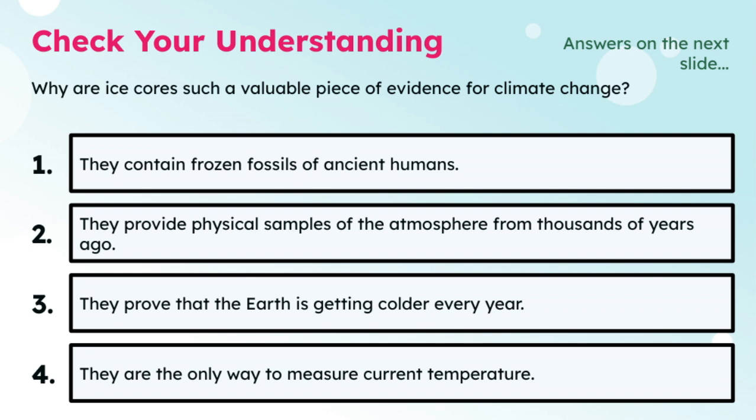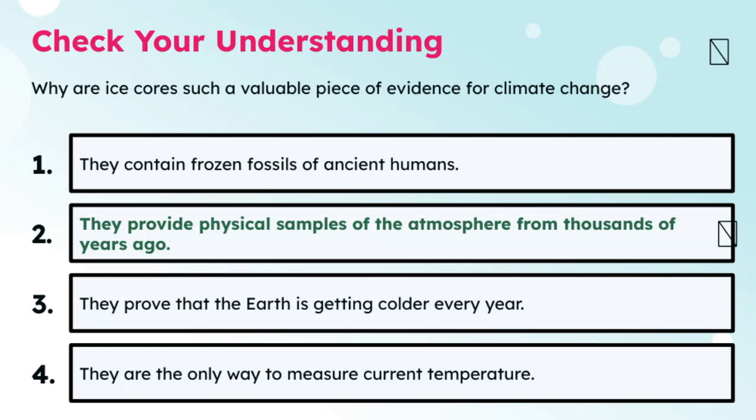Remember, the key feature of ice cores is the trapped air bubbles. Those bubbles allow scientists to study what the atmosphere was like in the past. The correct answer is 2. They provide physical samples of the atmosphere from thousands of years ago. Ice cores are valuable because they trap tiny bubbles of ancient air. Scientists can analyze these bubbles to measure greenhouse gas concentrations, such as carbon dioxide and methane. They can also use the ice itself to estimate past temperatures. This makes ice cores one of the strongest forms of evidence for long-term climate change.